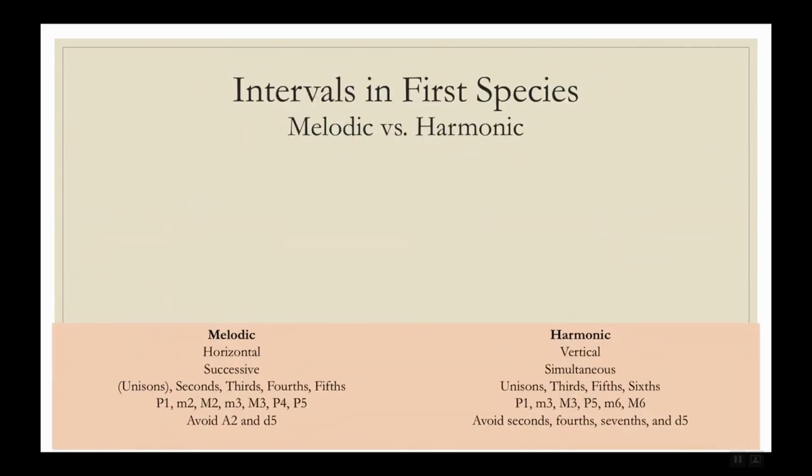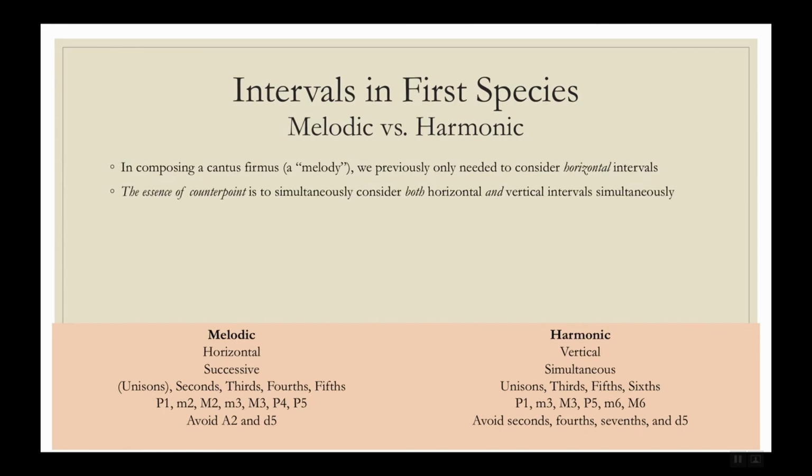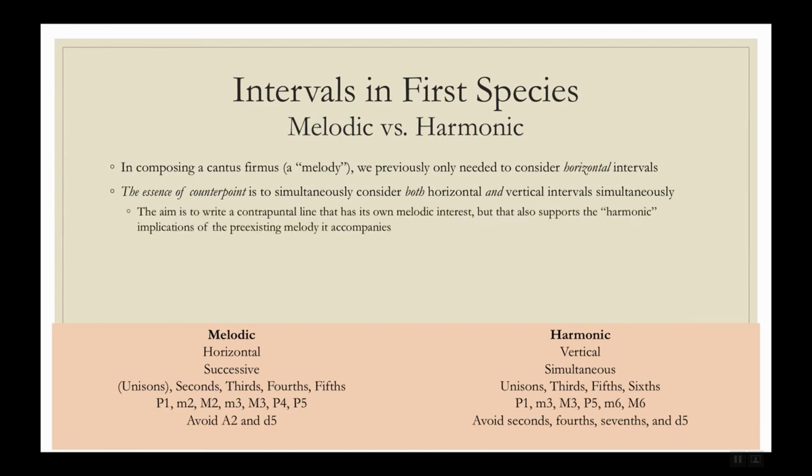Intervals in first species, let's pay attention specifically to these ideas of melodic intervals versus harmonic intervals. They're kind of similar and they're kind of not. In composing a Cantus Firmus, a melody, we previously only needed to consider the horizontal intervals. Now, when we're actually getting into first species counterpoint, the essence of counterpoint is to simultaneously consider both horizontal and vertical intervals simultaneously.